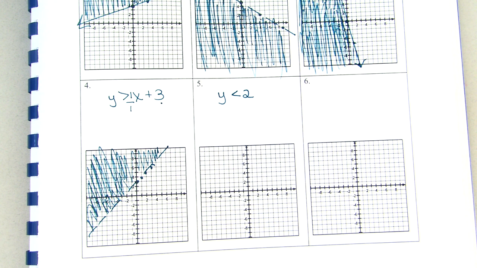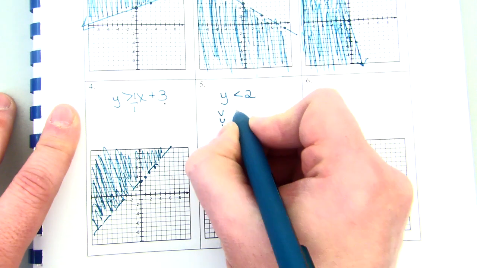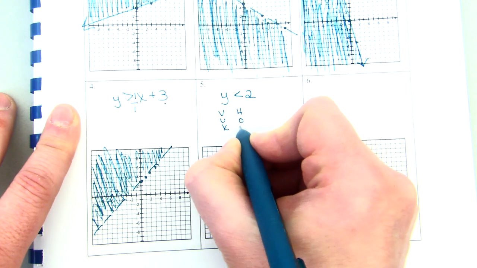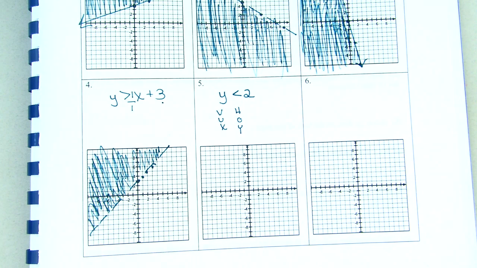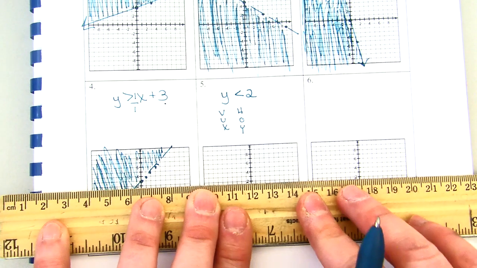What is this? What is that? It's a horizontal line. If you have no x, just a y in the problem, that means it's going to be a horizontal line. Horizontal line at a height of 2.